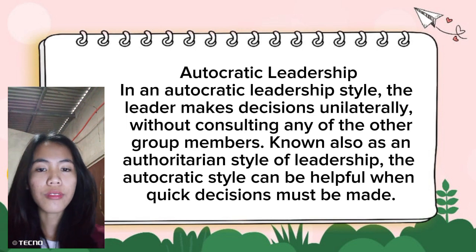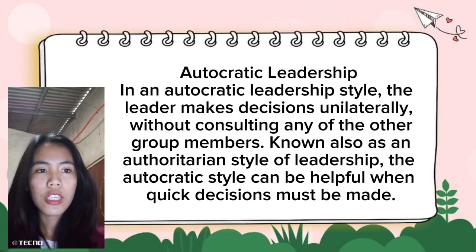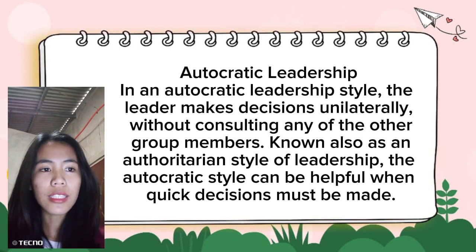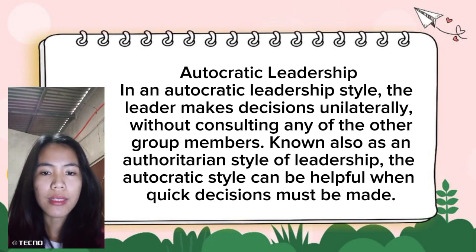The next one is autocratic leadership. In an autocratic leadership style, the leader makes decisions unilaterally without consulting any of the other group members, known also as the authoritarian style of leadership. The authoritarian style can be helpful when quick decisions must be made.